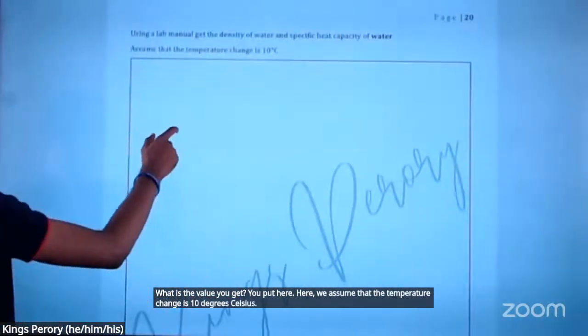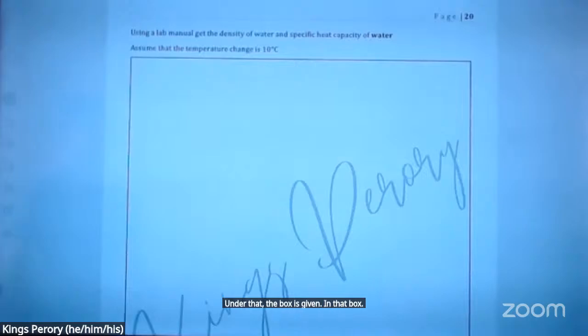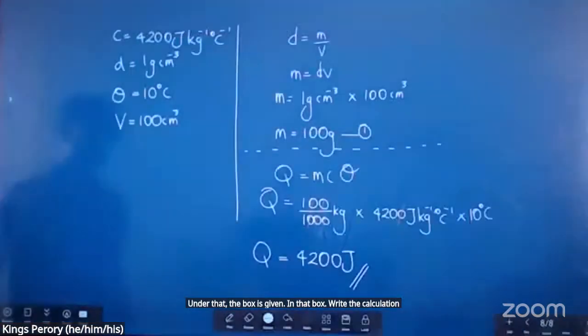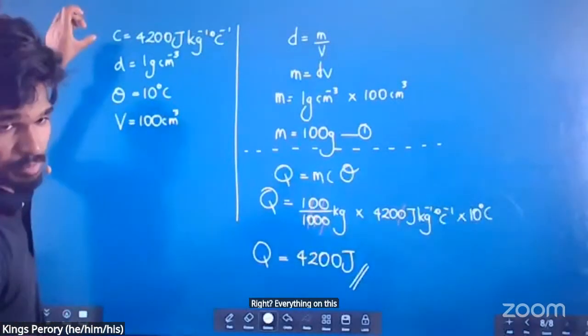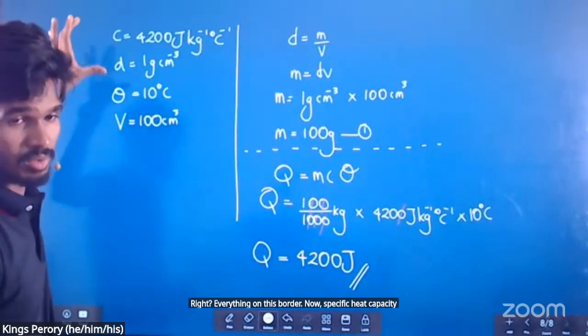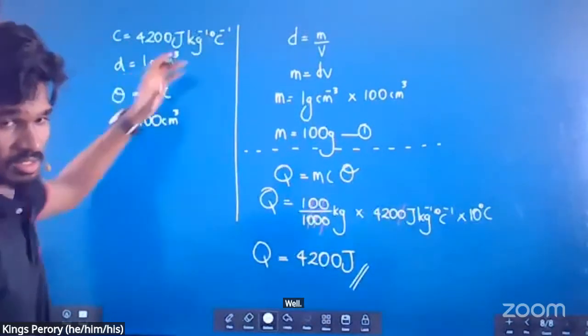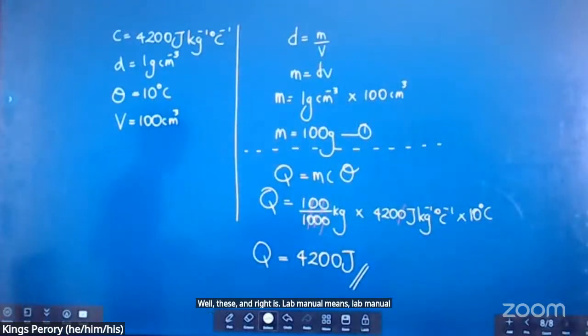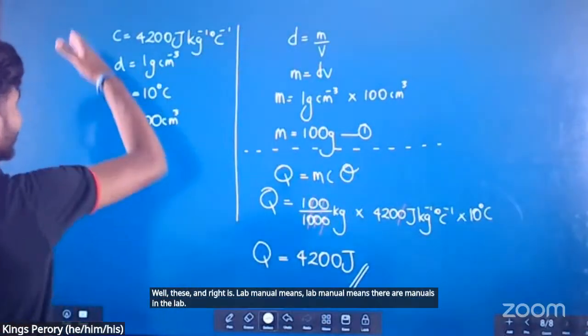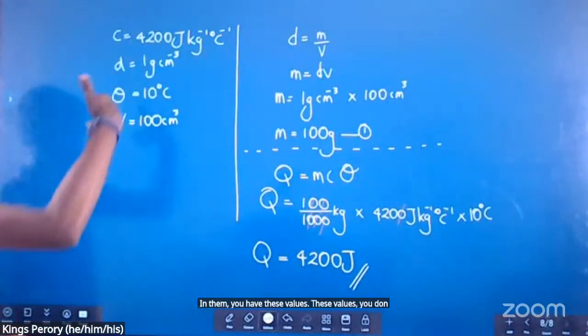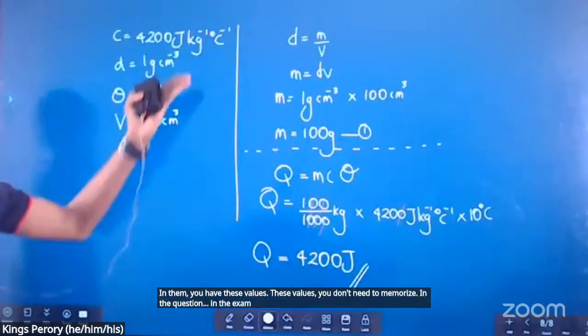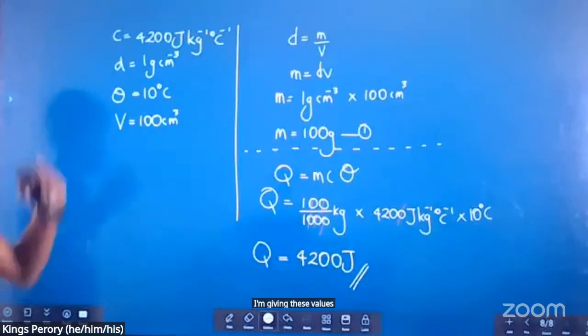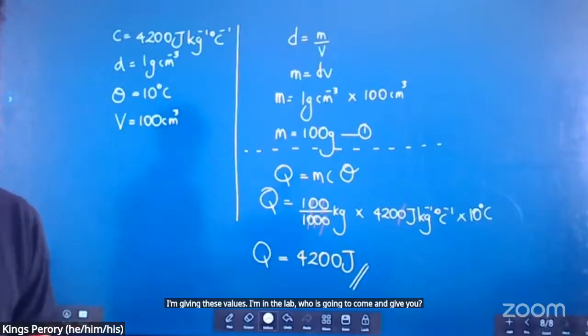Under that the box is given. In that box, write the calculation part. Write everything on this board. Now specific heat capacity and density are not given. Lab manual means there are manuals in the lab. In them you have these values. These values you don't need to memorize. In the exams, I'm giving these values in the question. And in the lab, what is going to give you the values is the lab manual.